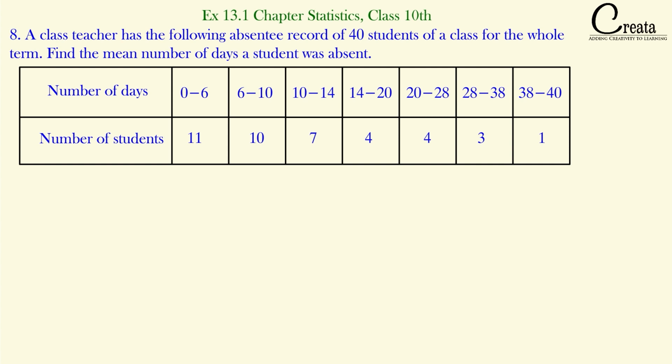In this question, data is given related to the number of absentees among students. In the first row, the number of absent days is given, and in the second row, we have the number of students. For example, in this column, 11 students are absent from 0 to 6 days. Next, 10 students are absent in the range of 6 to 10 days. On the extreme right, only one student is absent from 38 to 40 days, which is extremely large, maybe due to some circumstances. So observing the question is very important.